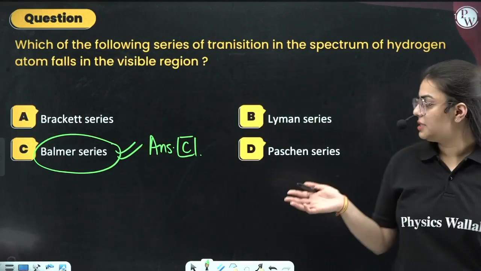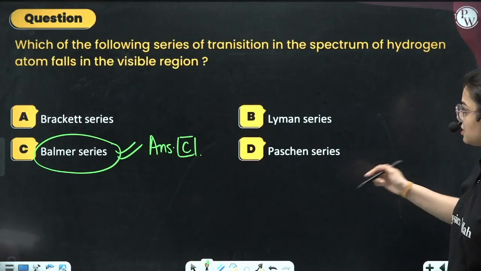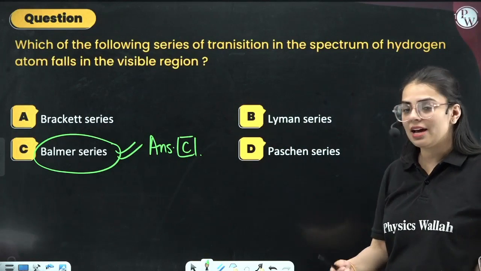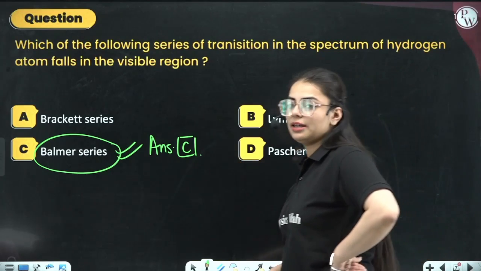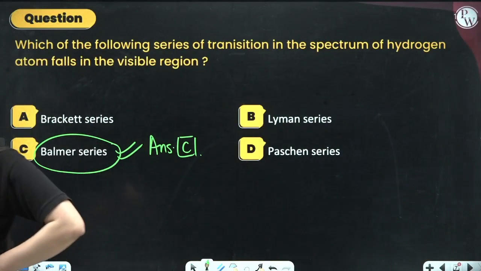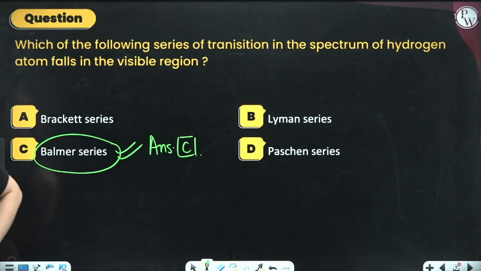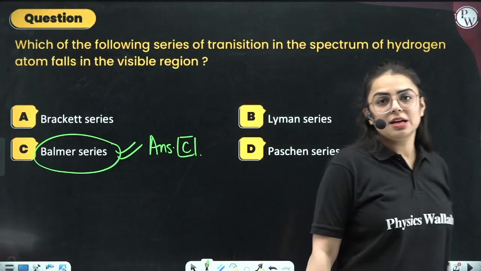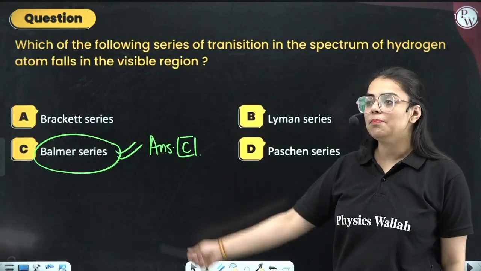And if you want which series, like this is for visible one, no? If you're talking about IR, so Paschen and Brackett, in Paschen and Brackett you are going to see IR. And if you're talking about UV region, that will lie in Lyman series, right? So visible region will lie in Balmer series.